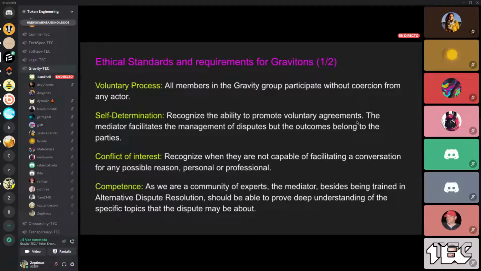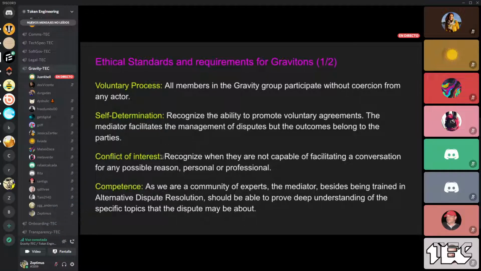and the outcome of the dispute belongs to the parties and not to the mediator, and each of those parties can self-determine autonomously, and there is no external coercion putting pressure on the parties. Each party can determine autonomously.